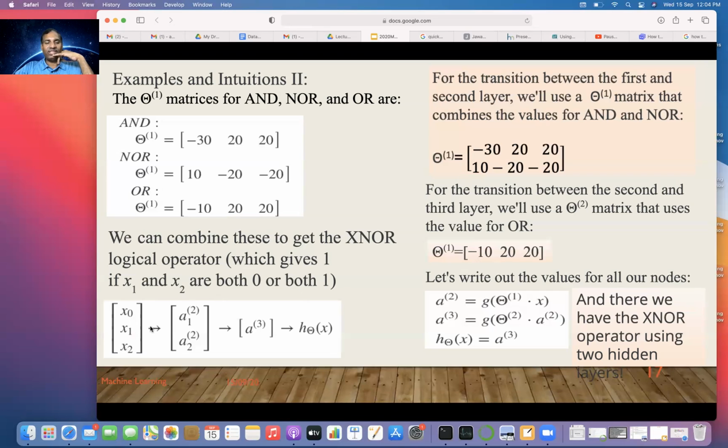What should be the weights for this network? There are two layers of weights, from the first layer to the second layer to the third layer, so you require two sets of weights. The first set of weights is minus 30, 20, 20. The second layer weights are 10, minus 20, 20, minus 20. For the transition between the second and third layer, we will use a theta2 matrix that uses the values for OR. So you are combining AND and OR, and then you are getting XNOR.